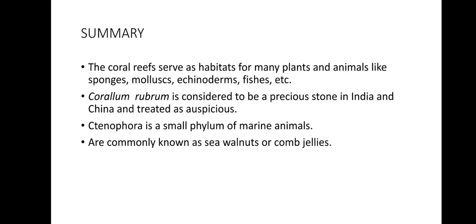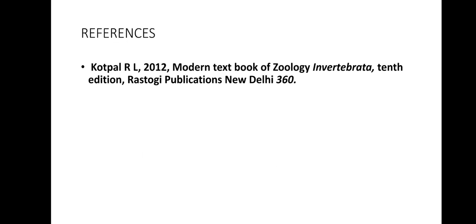So let's summarize. The coral reefs serve as habitats for many plants and animals like sponges, molluscans, echinoderms, fishes, etc. The Corallium rubrum is the precious stone that is used in ornaments. Ctenophora is the small phylum of marine animals and they are commonly known as sea walnuts or comb jellies. And this is my reference for this session.